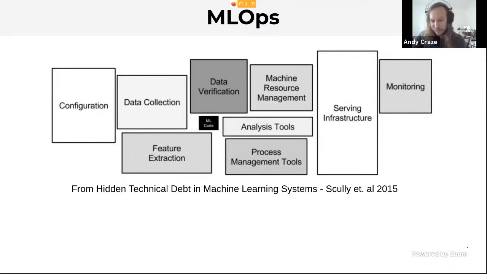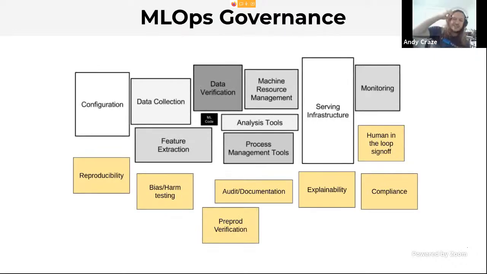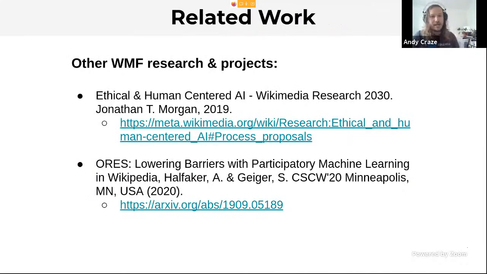This was back in 2015 when a lot of this was identified. But now in 2021, if we're going to do this responsibly and in a global context, there are a number of other considerations that arise that we also need to start thinking about. We'll touch on these in just a sec, but before we do that, I just wanted to talk about some related work that's already gone on here at the Wikimedia Foundation in this space.